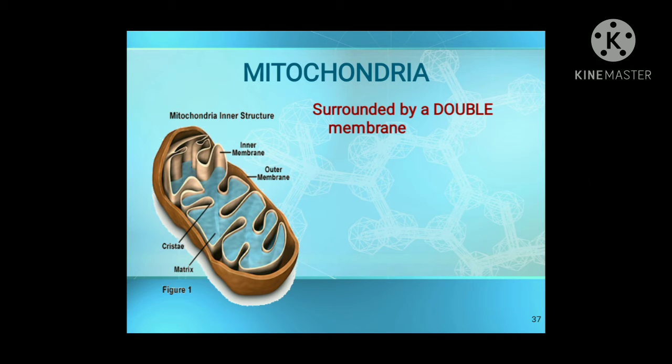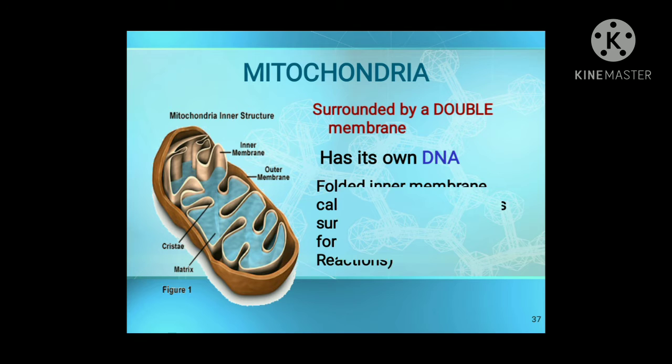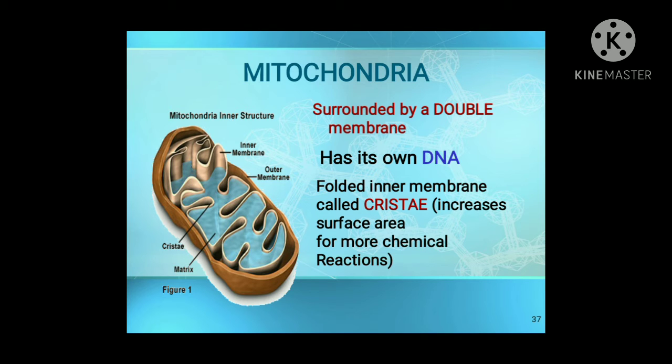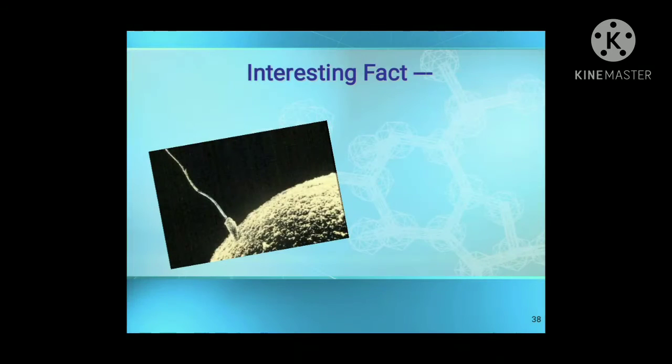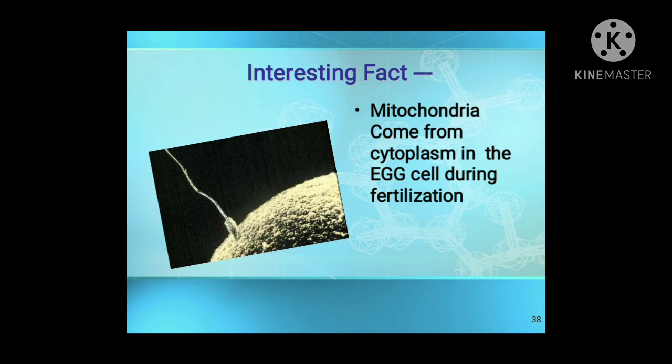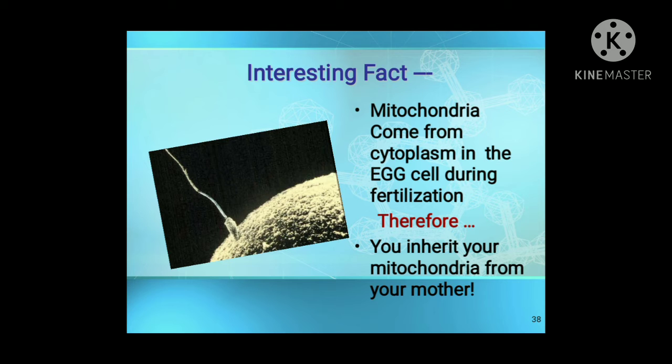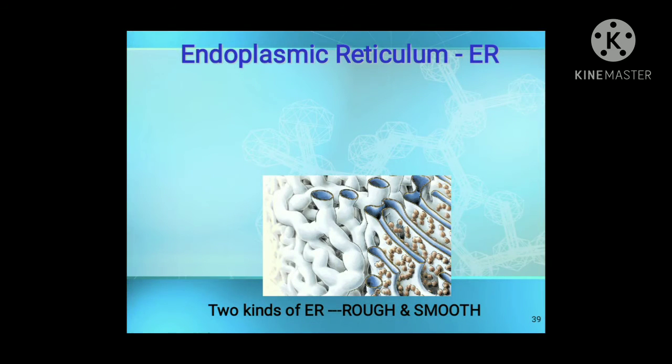Mitochondria and its parts. It is surrounded by a double membrane and has its own DNA. The inner membrane is called cristae, which increases surface area for more chemical reactions. The inside is called the matrix. Interesting fact: the mitochondria come from the cytoplasm in the egg cell during fertilization. Therefore, you inherit your mitochondria from your mother.